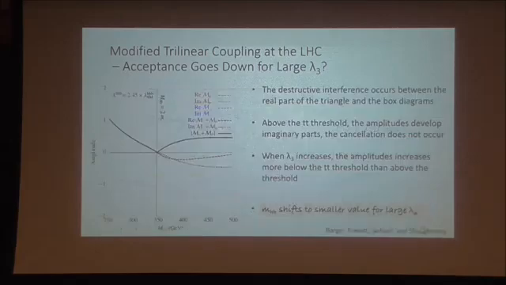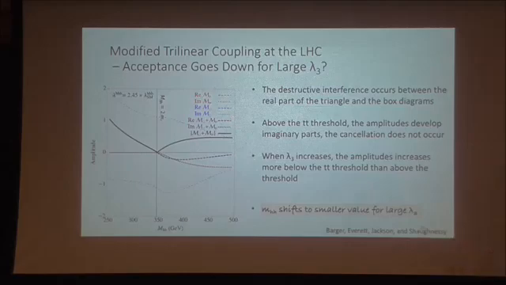To understand that, I plot the amplitude for different values of MHH, and the trilinear coupling is chosen to be 2.5, where the largest cancellation happens. When MHH is below the 2 m_top threshold, there are only real parts in the amplitude, and you can see the destructive interference between the box and the triangle diagram. It cancels completely when MHH is at the 2 m_top threshold.